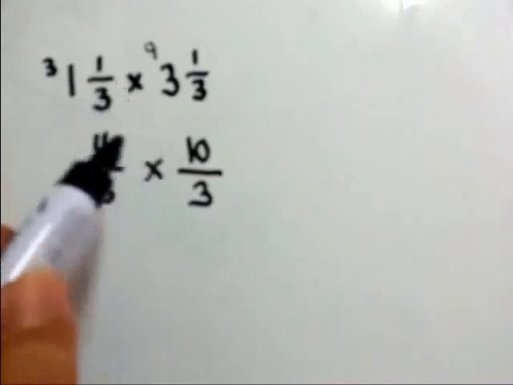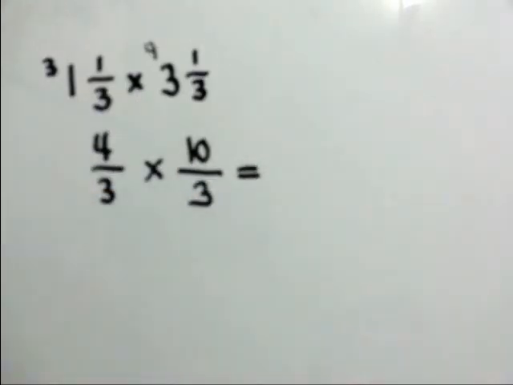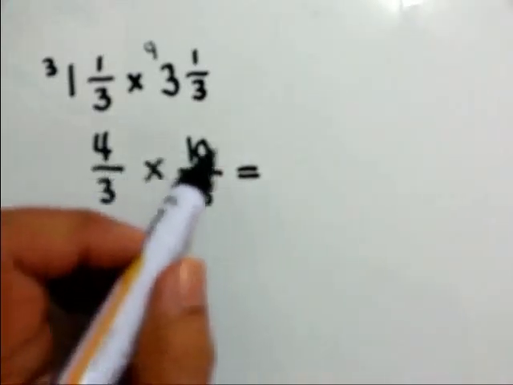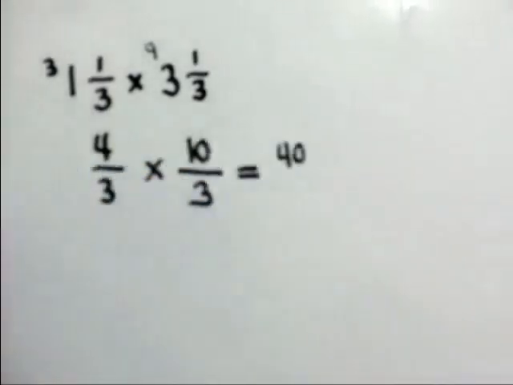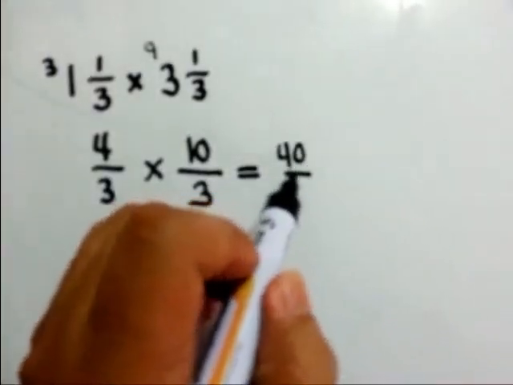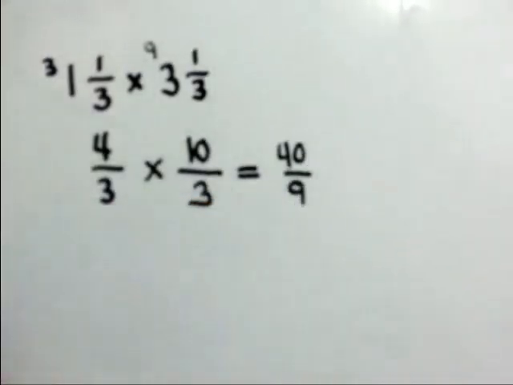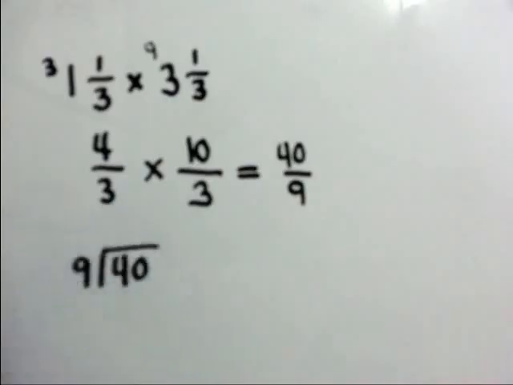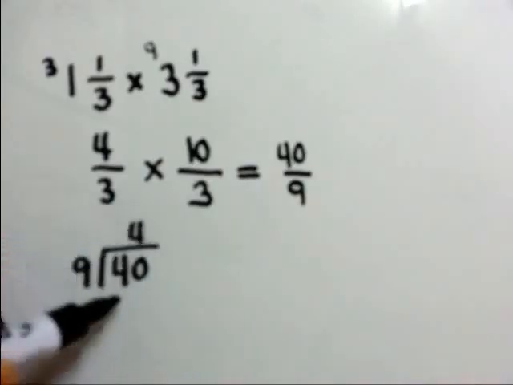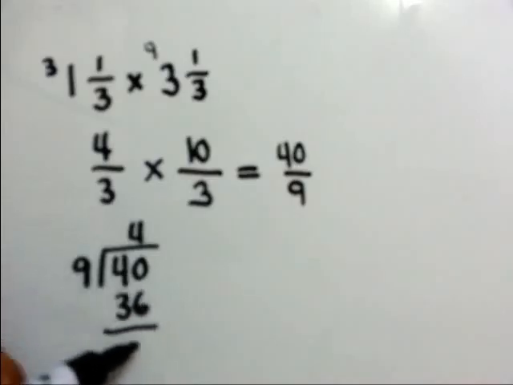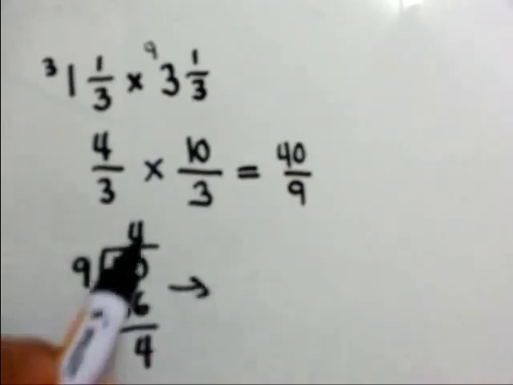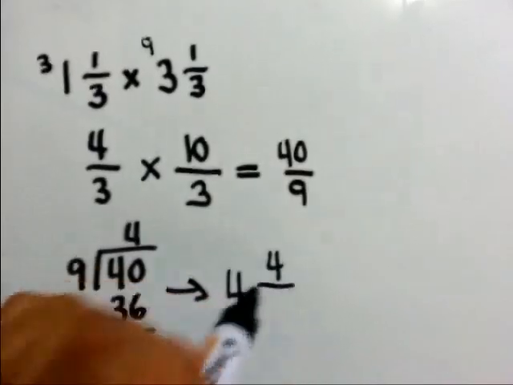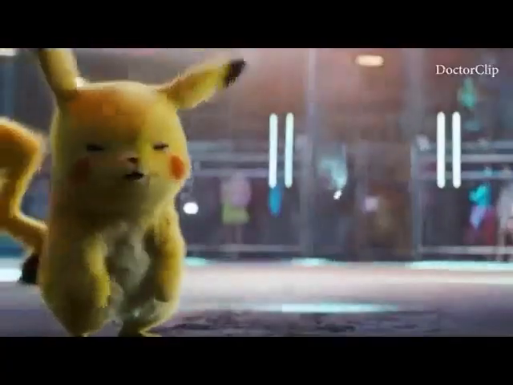Now we have 4 over 3 times 10 over 3. Nothing to cancel. We will multiply. 4 times 10 equals 40. 3 times 3 equals 9. And we have 40 over 9. This is an improper fraction, so we convert to mixed number. 40 divided by 9 equals 4, remainder 4. So our final answer is 4 and 4 over 9. So I'll just do it again.